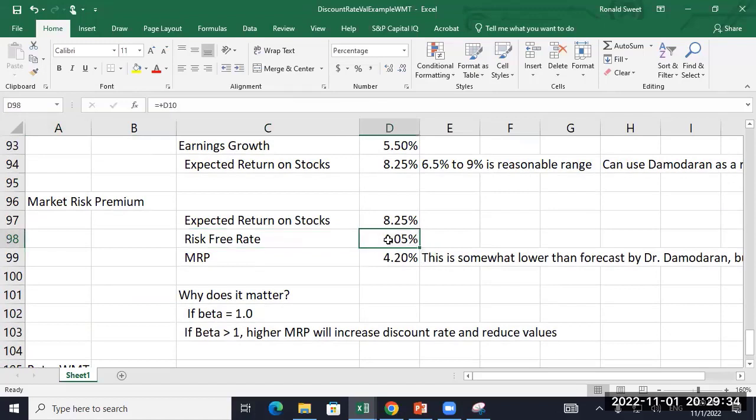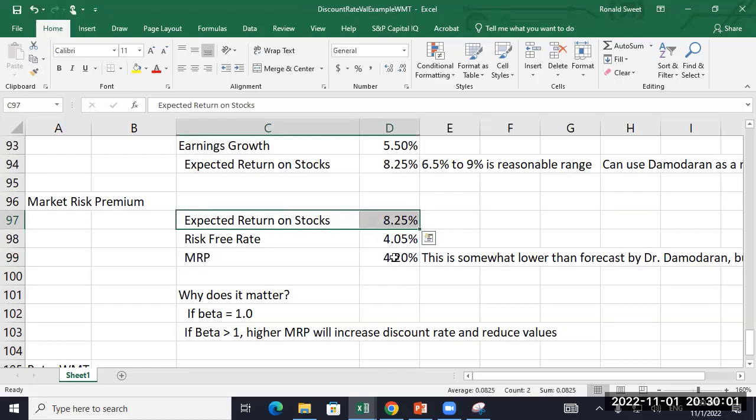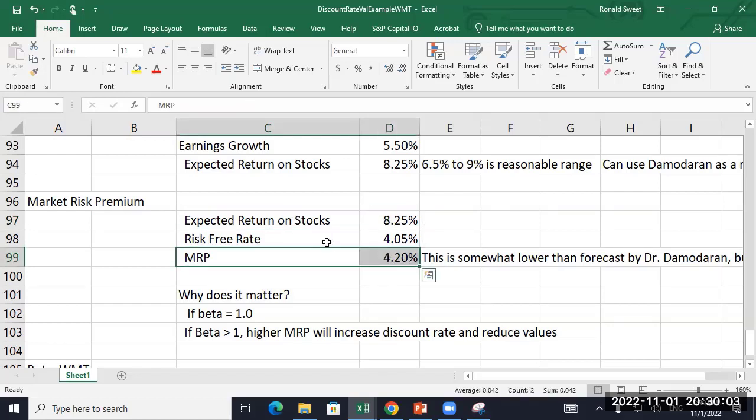Well, there's been a big debate about the risk-free rate. Do we adjust it? Do we use the actual number? Do we normalize it? But our expected return on stocks, if you look at Dr. Darren, his expected return on stocks doesn't change dramatically over time. It has this year because of inflation, but it's been fairly consistently around 8. What's changed is this market risk premium. Why has it changed? Because the risk-free rate keeps going like that. So your discount rate, if your beta is one, your discount rate's 8.25, no matter what your market risk premium does. This thing can move all over the place.